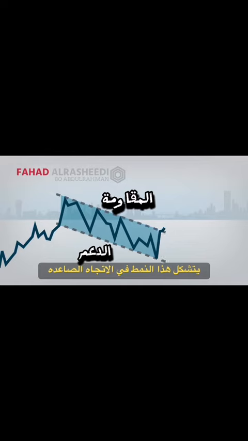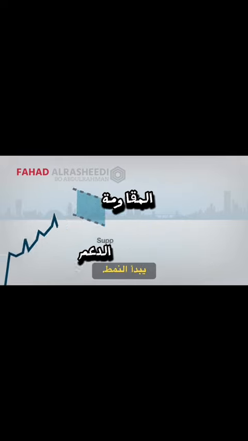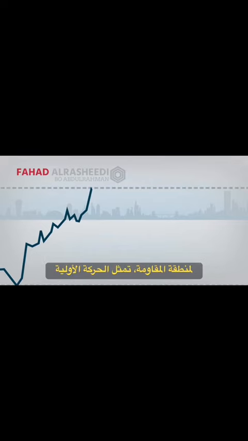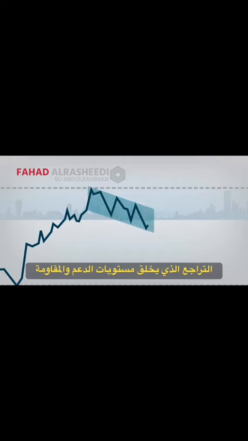This pattern forms in a time of consolidation, which makes this a continuation pattern. This means that when the price breaks out of the pattern, it's likely to continue in the same direction it was heading before. The pattern begins when a stock's price rises from a low point to a high point, or in other words, from the bottom of a support area to the top of a resistance area. The initial movement represents the flagpole in the pattern and is followed by a pullback that creates diagonal support and resistance levels. These diagonal levels create the pattern's flag.